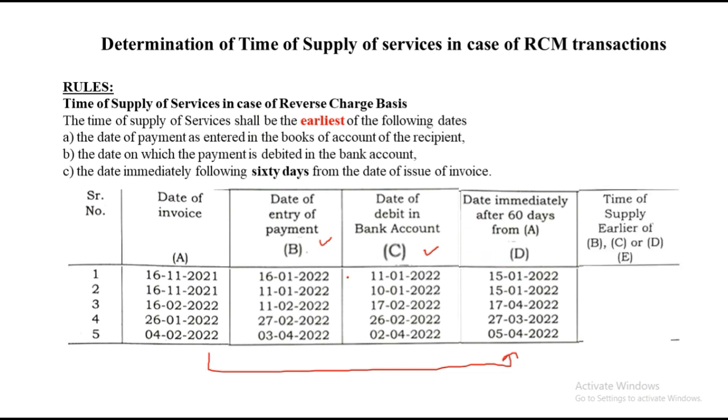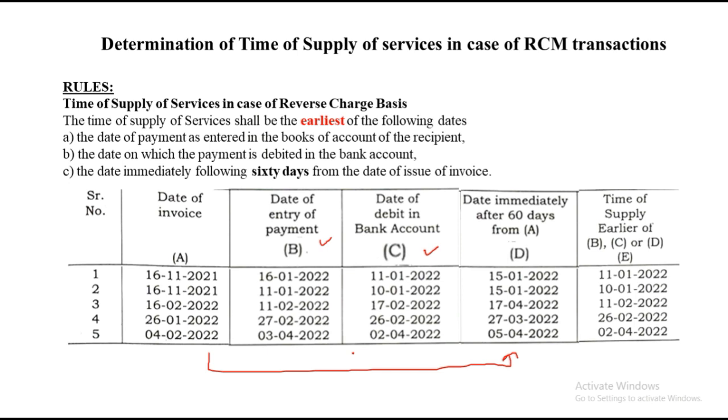That will be your time of supply. 16 Jan, 11 Jan, 15 Jan, 11 is the earliest, so 11 Jan. 11 Jan, 10 Jan, 15 Jan, so 10 is the earliest. 11th Feb, 17th Feb, 17th April. 11th Feb is the earliest. 27th Feb, 26th Feb, 27th March, 26th Feb is the earliest. 3rd April, 2nd April, and 5th April. 2nd April is the earliest.